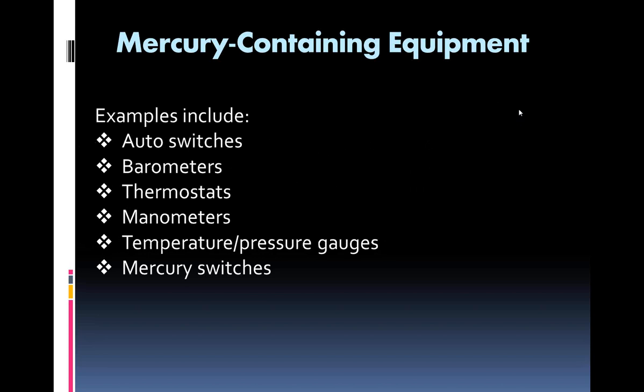So some examples of mercury-containing equipment: auto switches, barometers, thermostats, manometers, temperature and pressure gauges, and mercury switches. By auto switches, what we mean is they're usually used in hood and trunk lighting, so that when you open the hood or you open the trunk, the light turns on. That usually contains mercury, or will contain mercury sometimes.